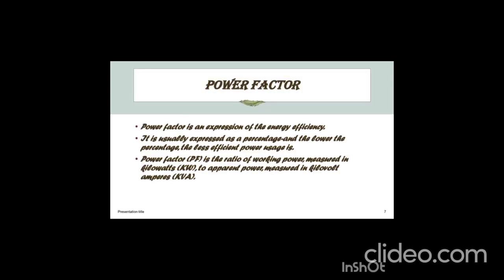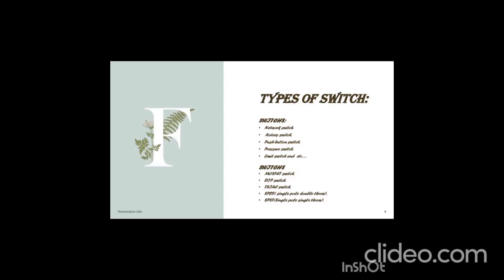Next, power factor. Power factor is the expression of energy efficiency. It is usually expressed as a percentage, and the lower the percentage, the less efficiently power is used. Power factor is the ratio of working power measured in kilowatts to apparent power measured in kilovolt-amperes. Next, types of switches. Switches: network switch, push button switch, pressure switch, limit switch, etc. The switches are of many types.